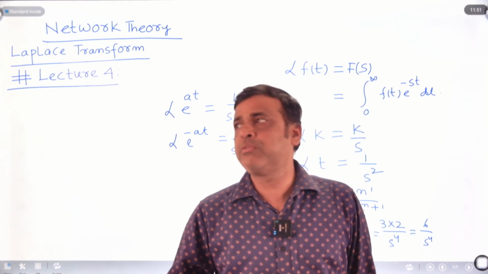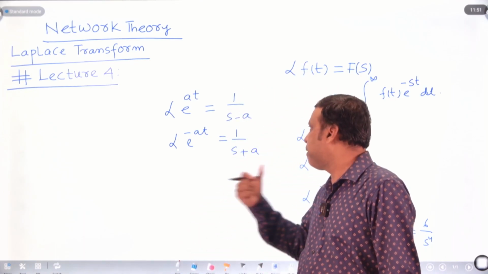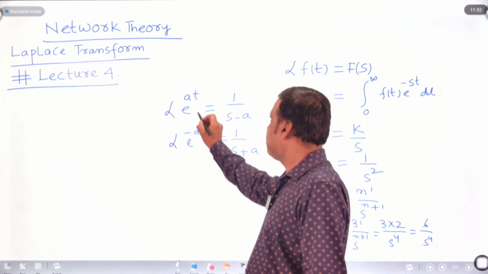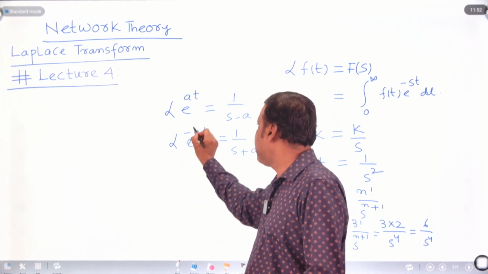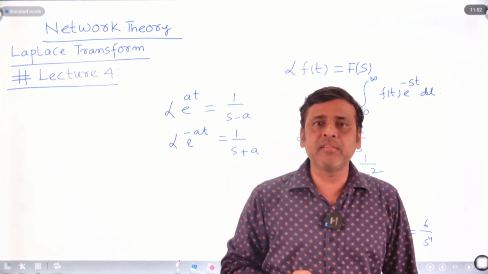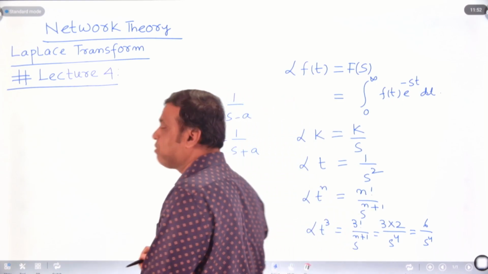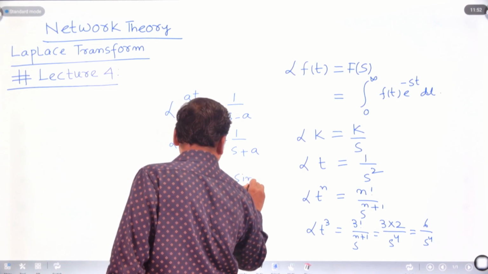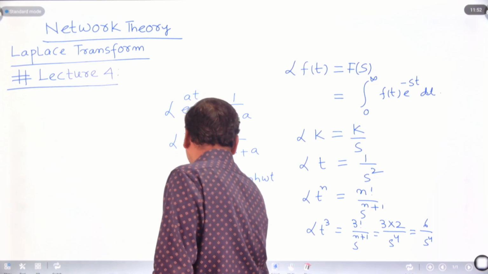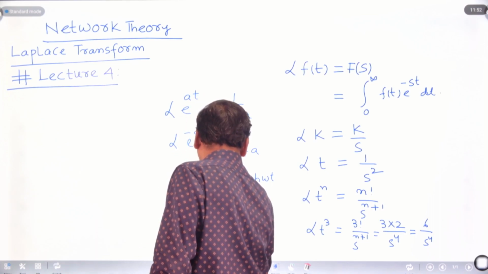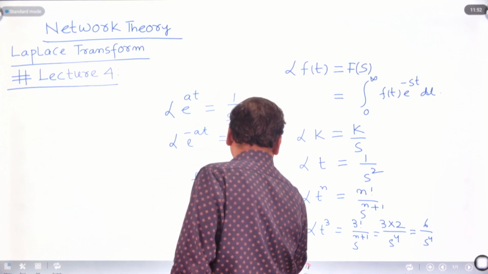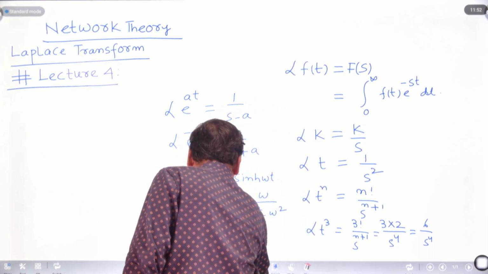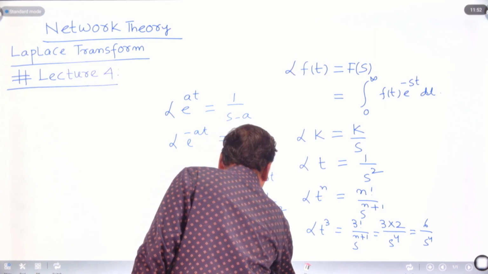Frequently when you solve any type of network using the Laplace transform, you have to keep some basic standard formulas in your mind. If it is an exponential function like e to the power at, it is 1 by s minus a. If it is e to the minus at, it is 1 by s plus a, where a is a constant value. Similarly, the Laplace transform of hyperbolic functions: for f of t equal to sinh omega t, the Laplace transform is omega divided by s square minus omega square. Similarly, the Laplace transform of cosh omega t is s divided by s square minus omega square.